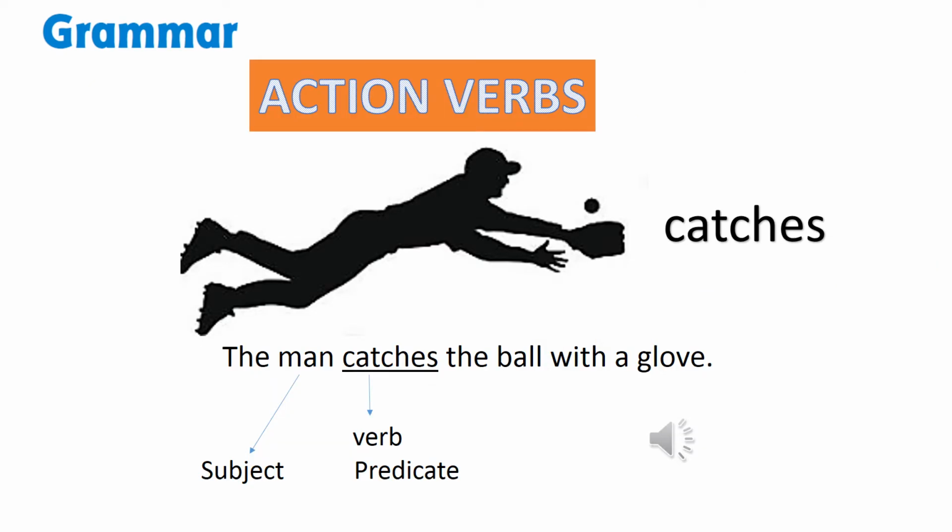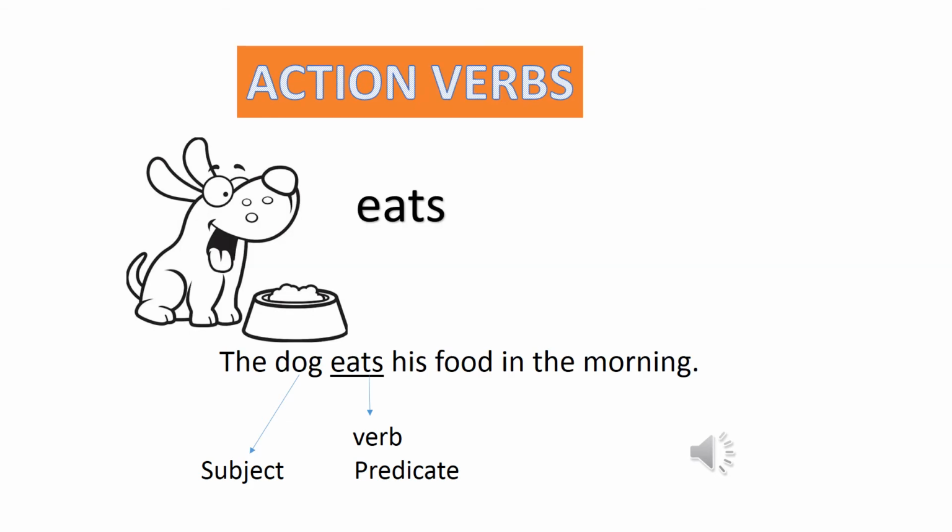The word catches is an action verb. So in this sentence, the man catches the ball with a glove. Man is the subject, catches is the verb, and catches starts the predicate part of the sentence. The word eats is another action verb. In this sentence, the dog eats his food in the morning. Dog is the subject, eats is the verb, and eats starts the predicate part of the sentence.